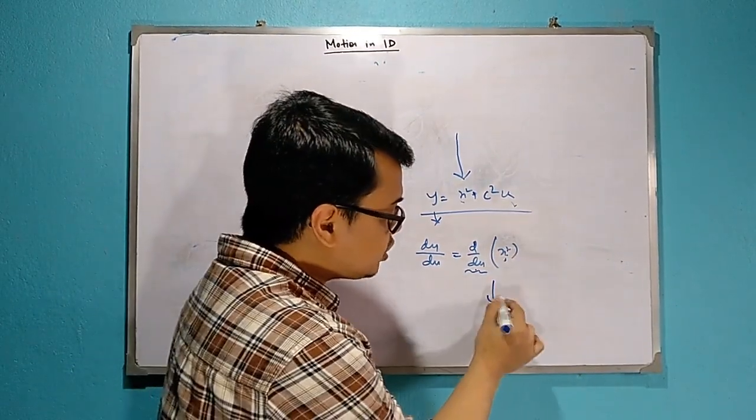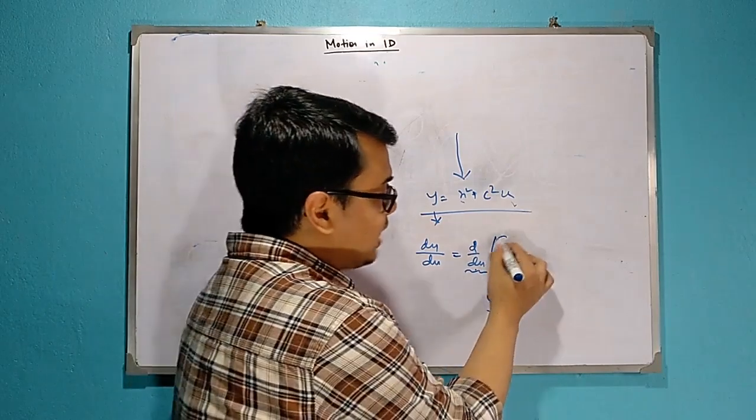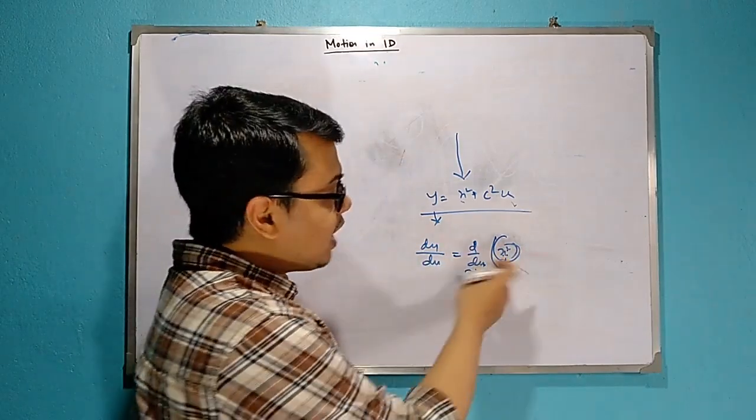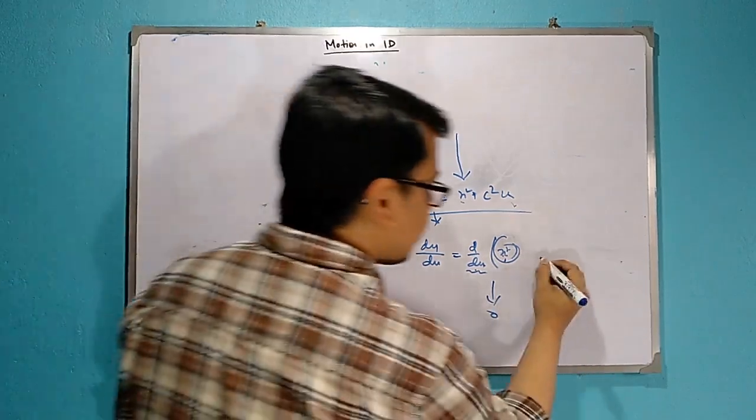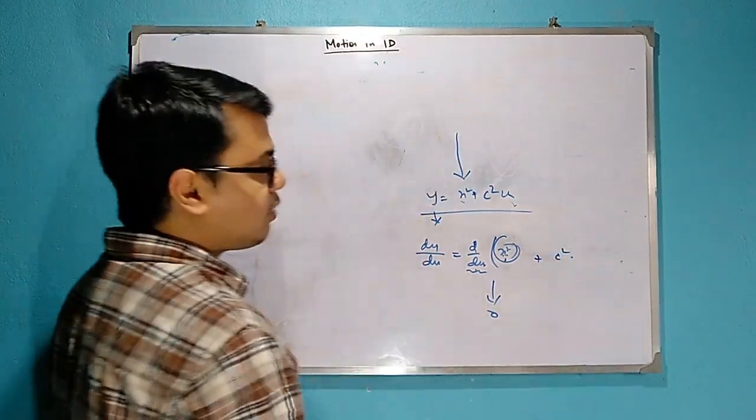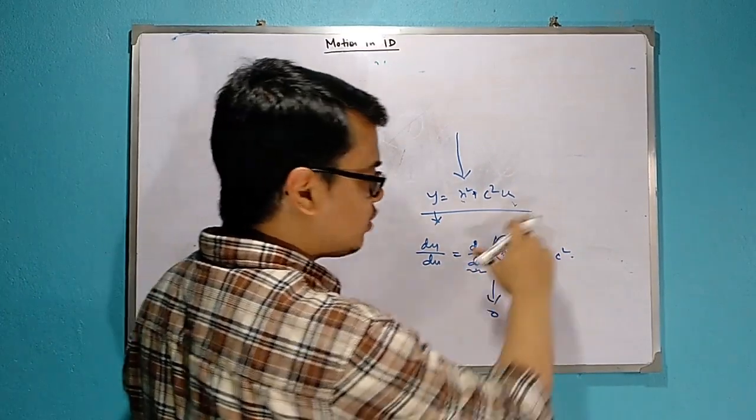Nothing but constant 0. That means x square doesn't depend on u, so there is no change at all, 0, plus c square, because d du of u is 1.